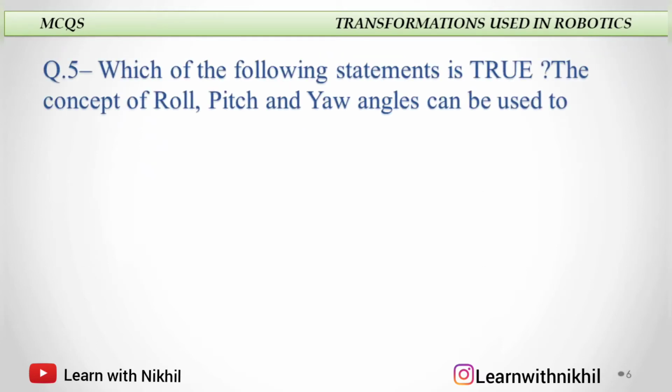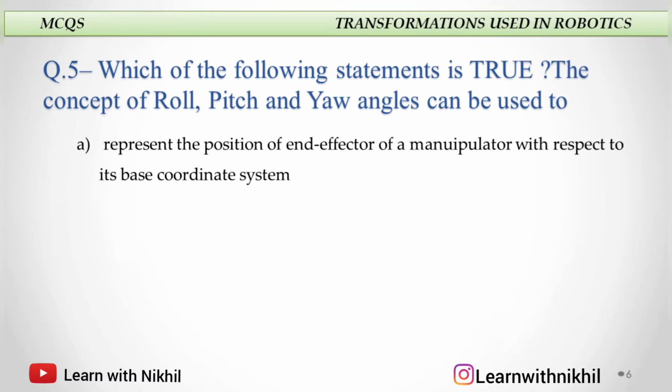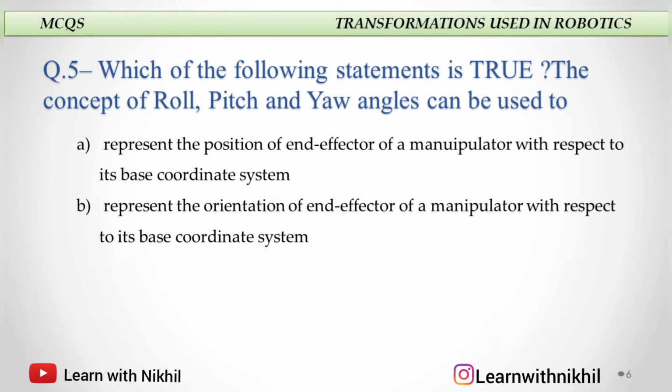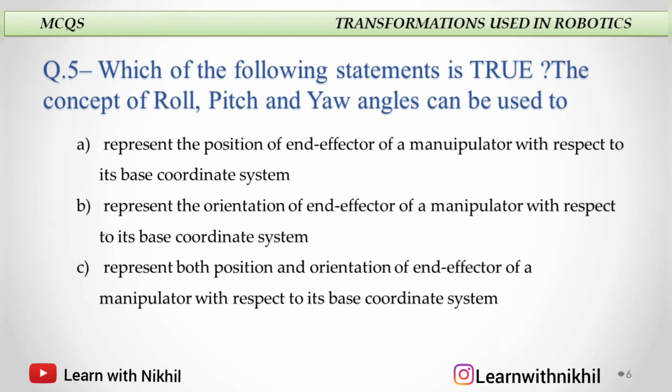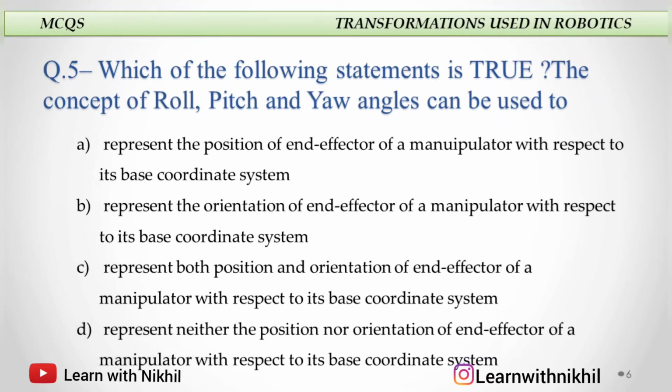Which of the following statements is true? The concept of roll, pitch, and yaw angles can be used to represent the position of end effector of a manipulator with respect to the base coordinate system, represent the orientation of end effector of a manipulator with respect to the base coordinate system, represent both position and orientation, represent neither the position nor the orientation. So the statement which is true is that roll, pitch, and yaw angles represent the orientation of end effector of a manipulator with respect to its base coordinate system.